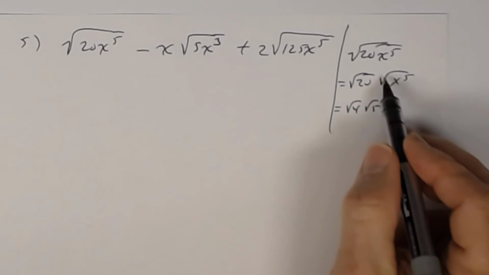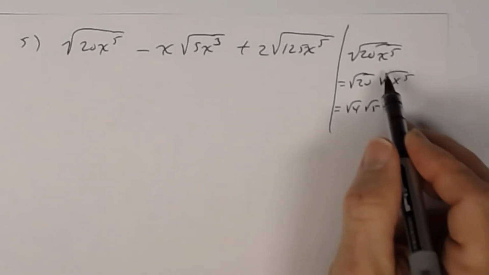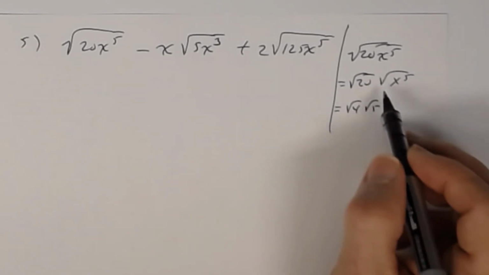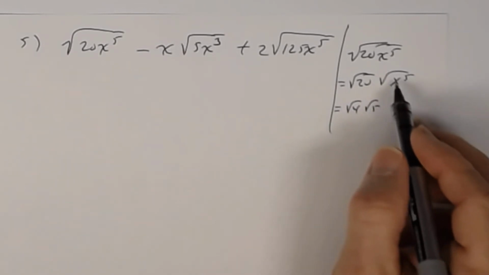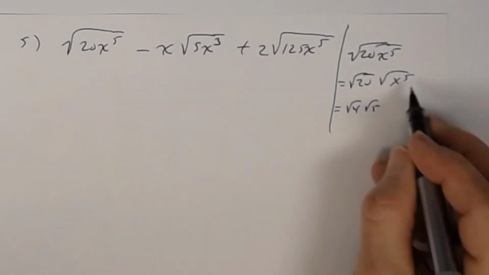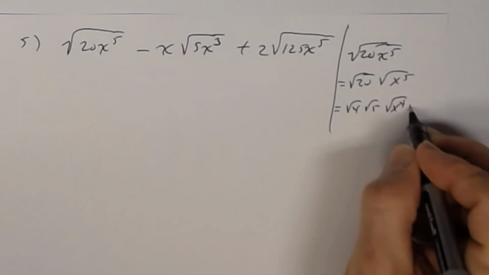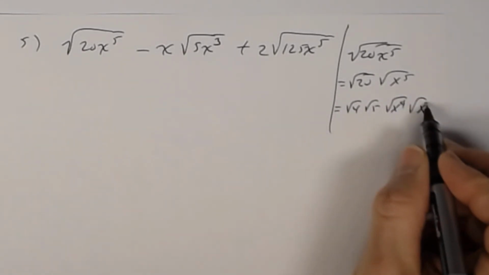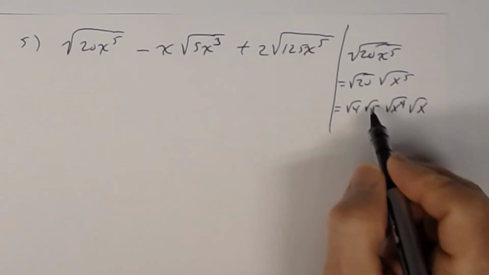I can simplify this because I know that the exponent of 5 is greater than or equal to 2. The index here is 2. But it's not divisible by 2. So think of the largest whole number less than 5 that's divisible by 2, and that's 4. So it becomes the square root of x to the 4th times the square root of x, because 4 plus 1 is 5. And so now I have 4 of these factors.